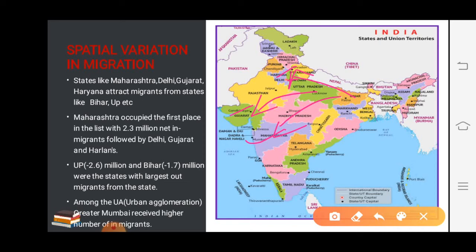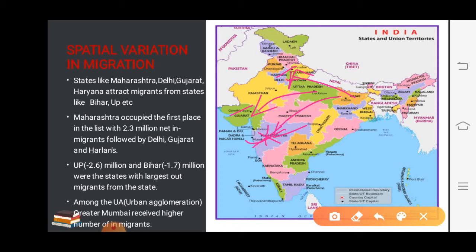In terms of in-migration and out-migration, Maharashtra occupies the first place in the list with 2.3 million net in-migrants, followed by Delhi, Gujarat and Haryana. This means that in the state of Maharashtra, the largest number of people are migrating from all over, from states like UP, Bihar, etc. People are coming to the state.